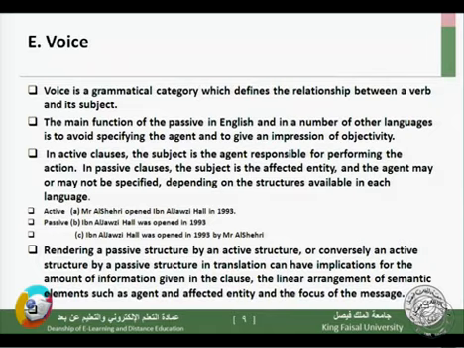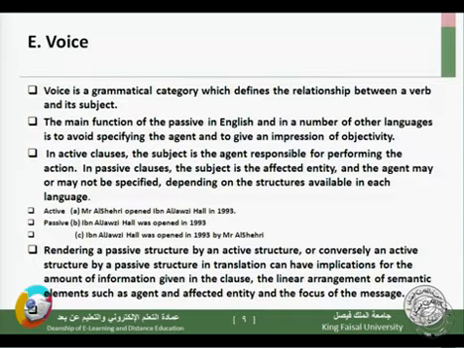Now, the main function of the passive voice in English and a number of other languages is to avoid specifying the agent and to give an impression of objectivity. Really, people use, mainly in English, passive voice to avoid specifying the agent and to show that, look, we are objective. We are not mentioning the subject or the agent.